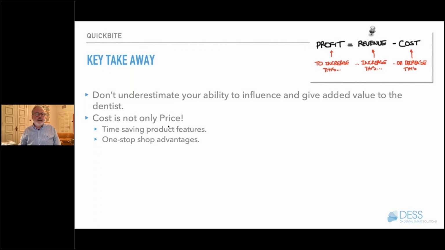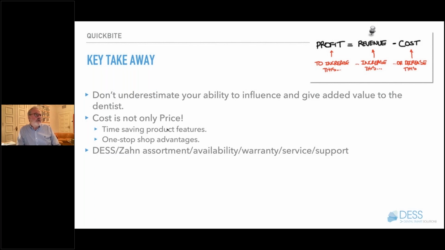I would say the DESS and Zahn assortment and cooperation in this makes the availability of the entire assortment very, very high. And add to that the warranty and the service and the support you can get, and I think you will benefit a lot from using DESS in the future.